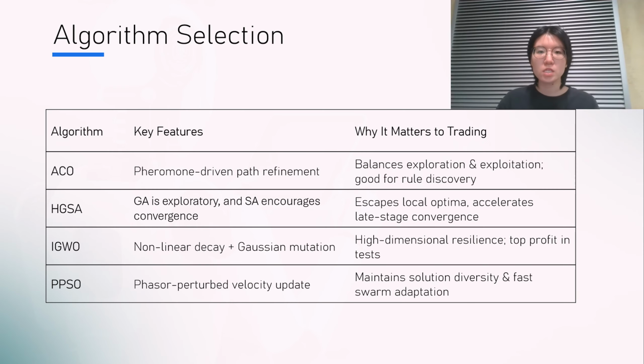ACL refines solutions with fair materials, great for balancing exploration and exploitation. HGSA adds genetic exploration on a gravitational backbone, then cools locally with mutation. IGWO raises wolf's depth search pressure via nonlinear decay, and Cauchy mutation, perfect for high-dimensional resilience. PPS injects further dynamics into classic PSO, keeping the swarm diversified and nimble. Together, they form a diversified optimization portfolio.